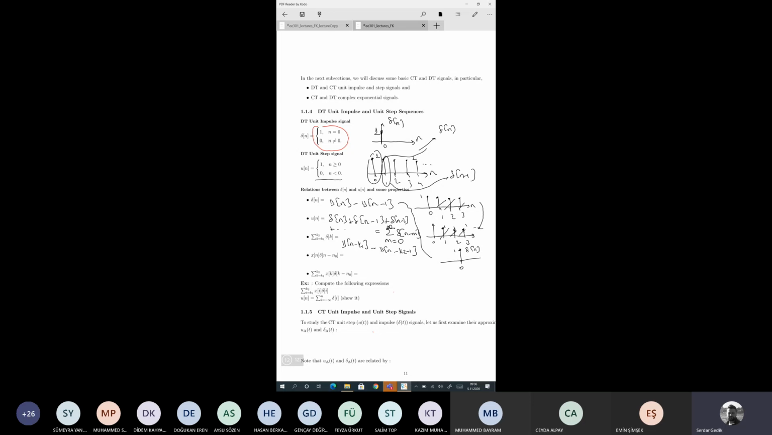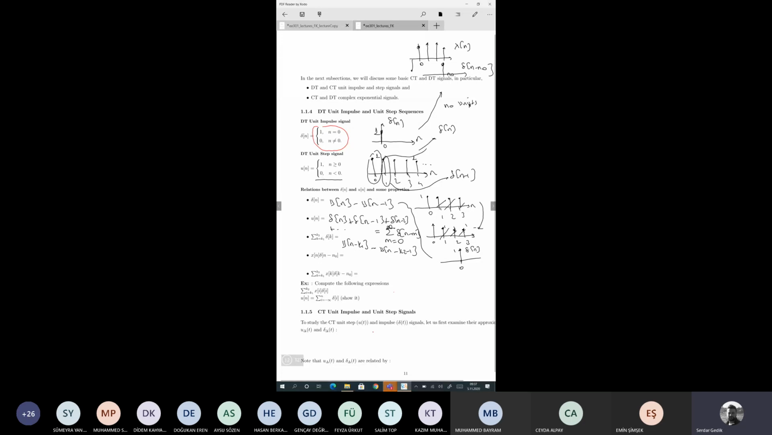x of n times impulse of n minus n0. Let's write here. Assume that I have such a general x of n. So let's say this is my x of n, and this is simply 0. I will multiply this by impulse of n minus n0. What is impulse of n minus n0? It is an impulse located at n0, right? It is the simple impulse of n shifted by n0 units. So it is either to the right or to the left.